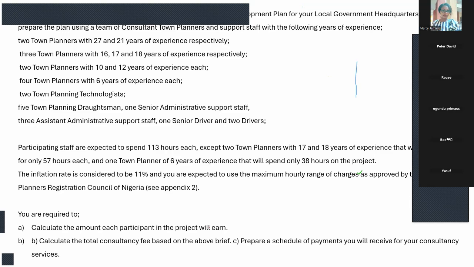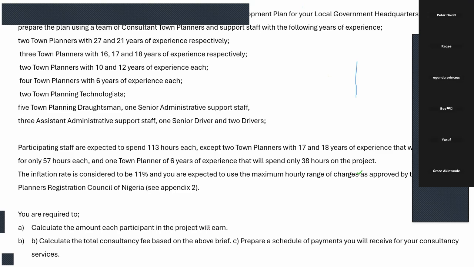Then we have two town planning technologists, 5 town planning draftsmen, one senior admin support staff and 3 admin support staff, and 1 senior driver and 2 drivers. So that is the first part of the question, and then we have the second part. The first part is their years of experience, that is their rank.